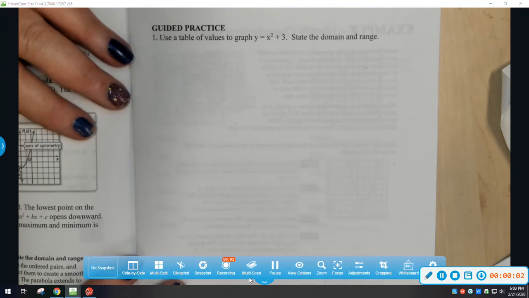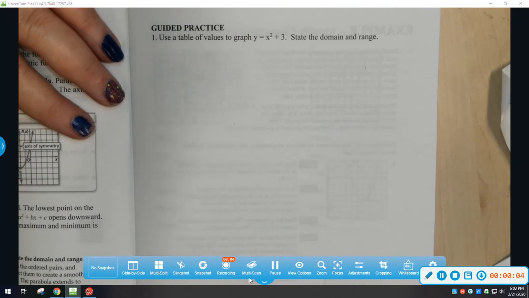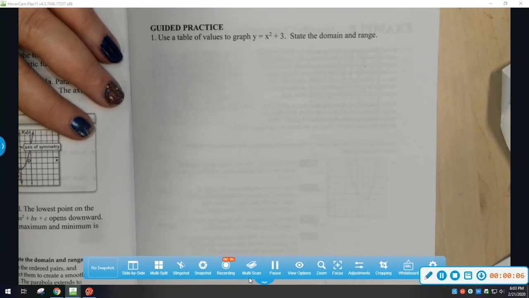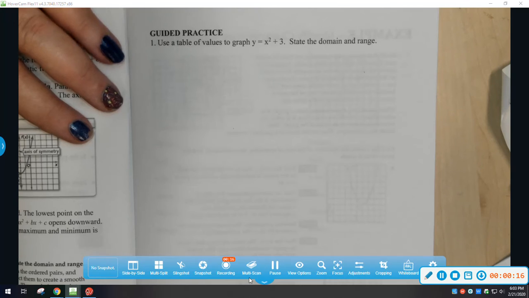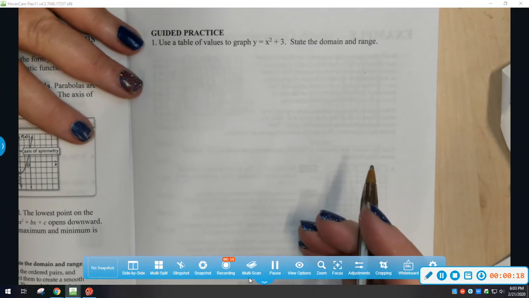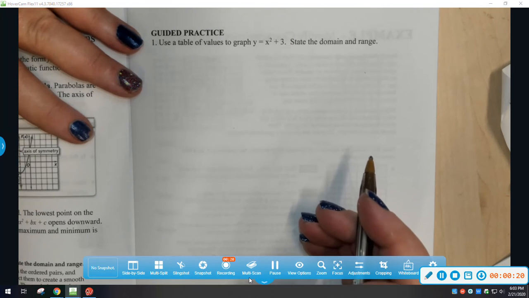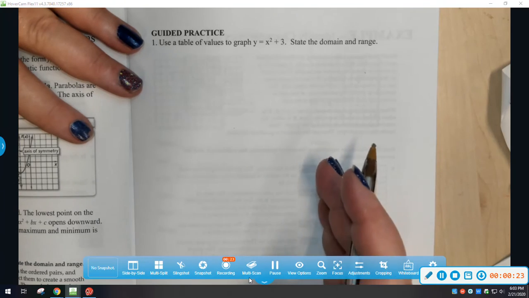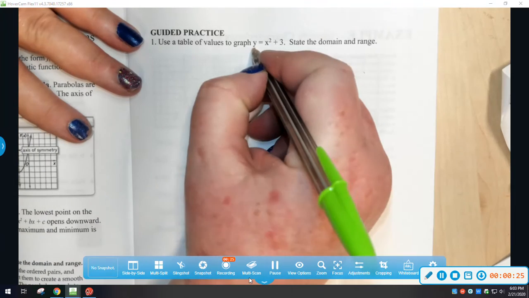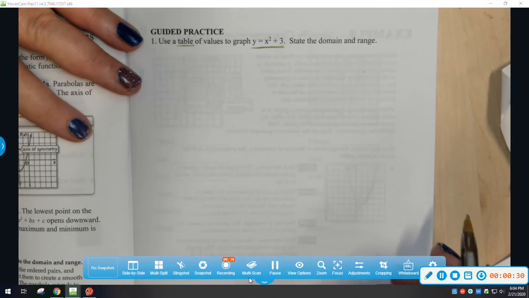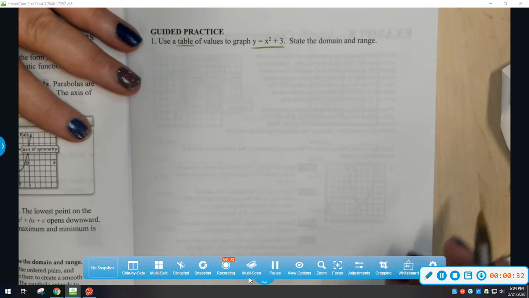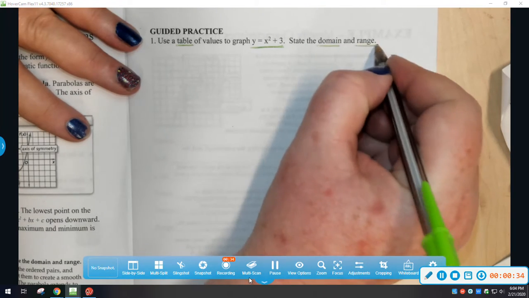All right, this is guided practice, problem number 1 in Unit 8, Section 1. Use a table of values to graph y equals x squared plus 3. In class, when we did this problem, we discussed that Desmos is really great when you go from a table and you want to find the function. Here, we have the function and we want the table. So after we do this, we're going to state our domain and our range.